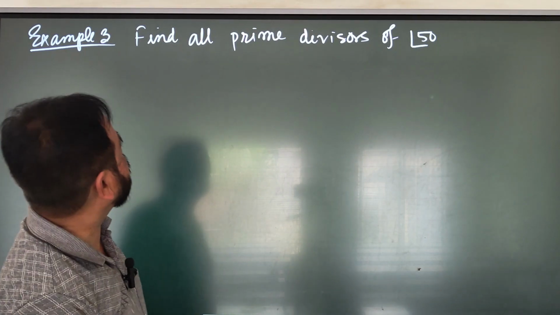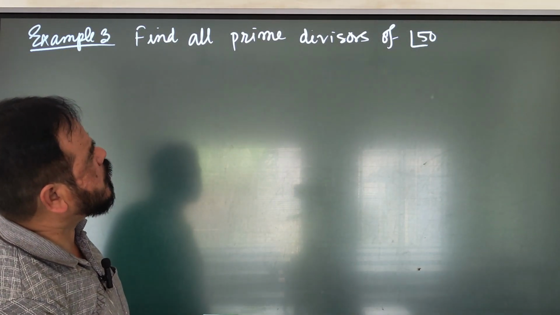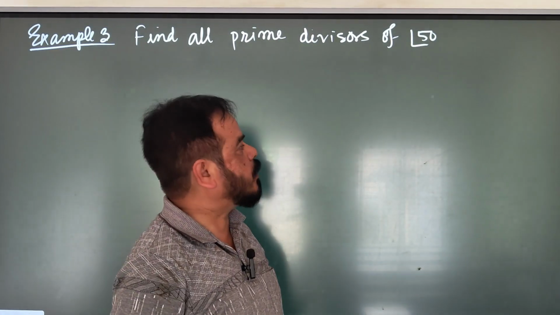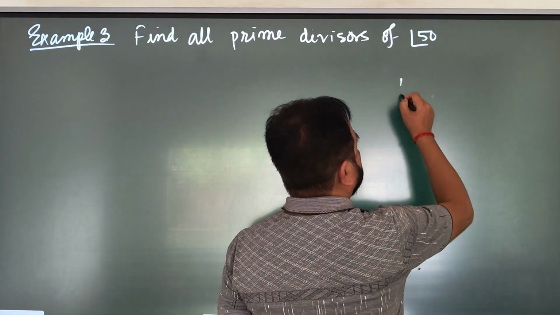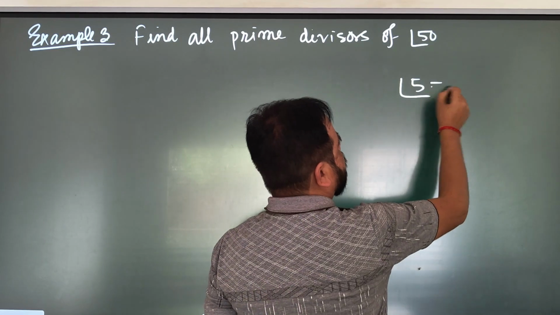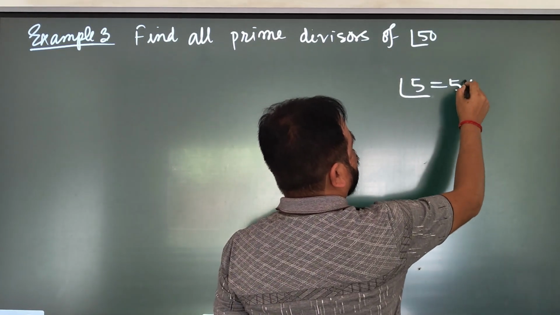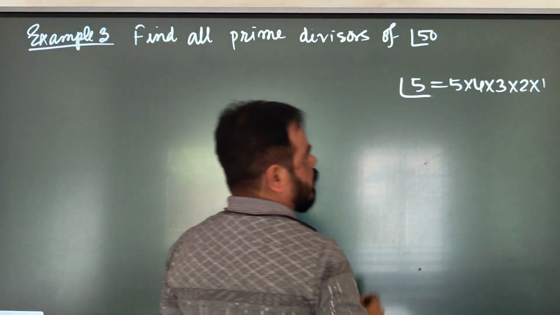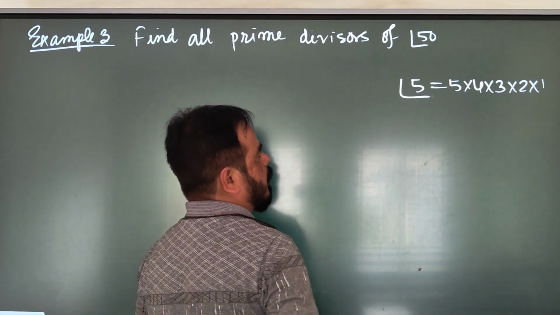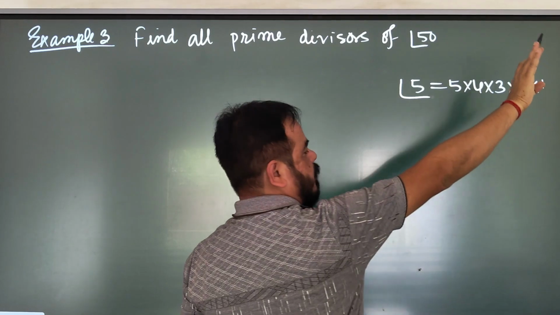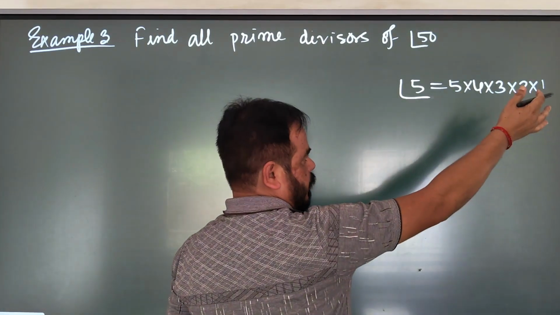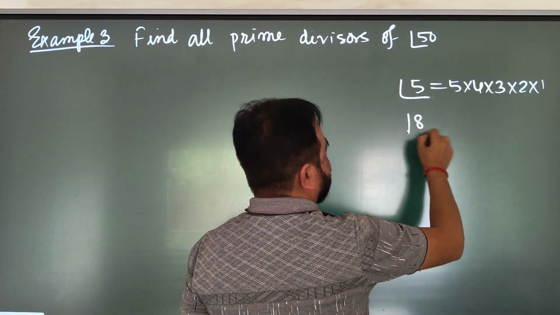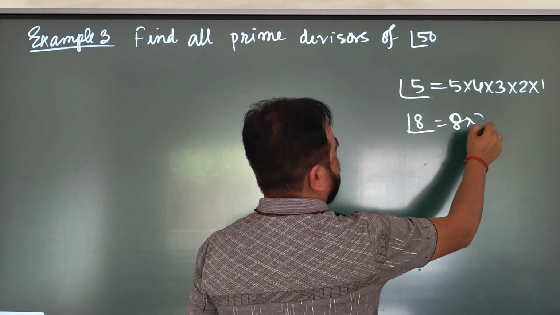Next, example number 3. Find all prime divisors of factorial 50. What is the meaning of factorial? This sign is factorial. Factorial 5 means 5 into 4 into 3 into 2 into 1. This is the meaning of factorial 5, factors from 5 backwards. 5, 4, 3, 2, 1. Factorial 8, so 8, 7, like this.